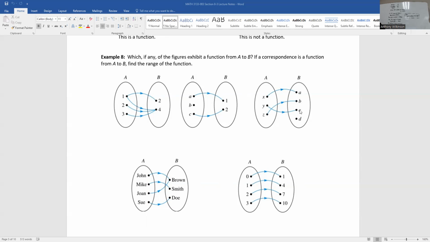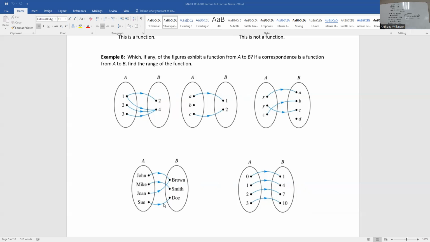All right, questions on that one? Okay. Now for this one in the lower left, would this be a function? This one would be, because only John is going to Brown, Mike is going to Smith, Joan is going to Brown, and Sue is going to Doe. So that does represent a function.